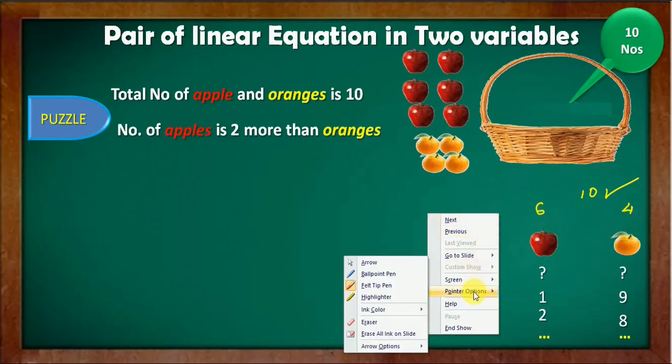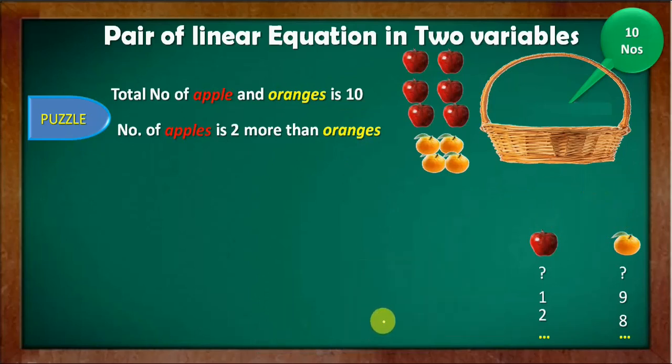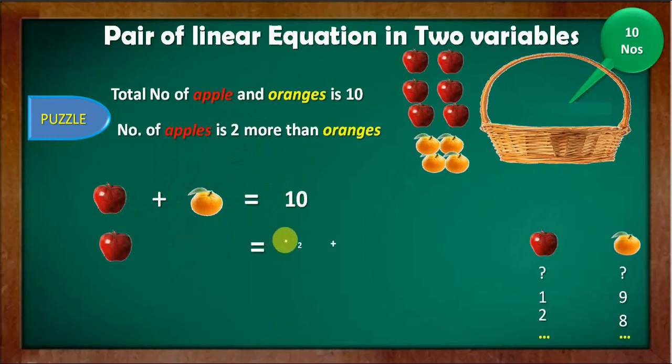Okay, so what we did is the hit and trial method. Now let's try a mathematical approach. With this data, this apple and orange, I am writing in this form. So I know apple plus orange has to be 10. I also know that apple is 2 more than oranges. So by rearranging this, I get the difference between apple and orange is 2. So this is what I have.